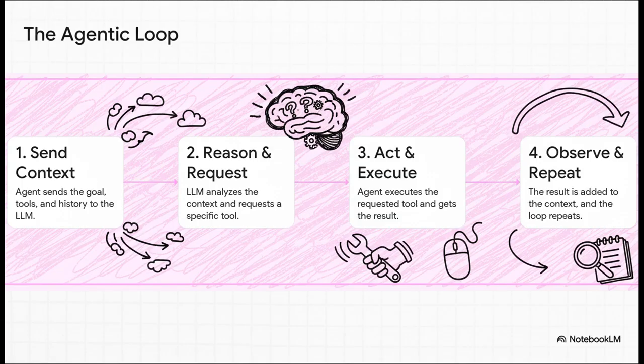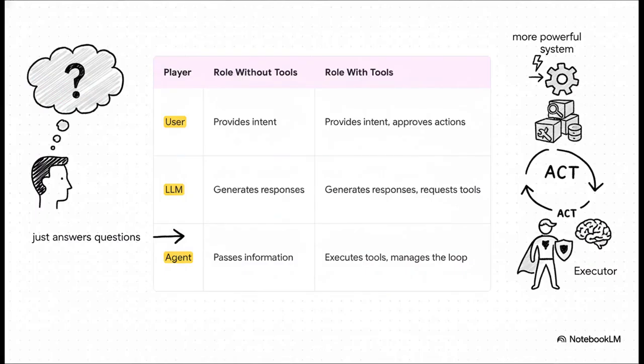And this loop just repeats, over and over, until the LLM decides the task is finished. This table really makes the transformation crystal clear. Just look at how adding tools builds a much more powerful system. Without tools, the LLM just gives you text responses. But with tools, the entire system gets an upgrade. The LLM can now request actions, and the agent becomes an active executor, managing that whole reason and act loop.